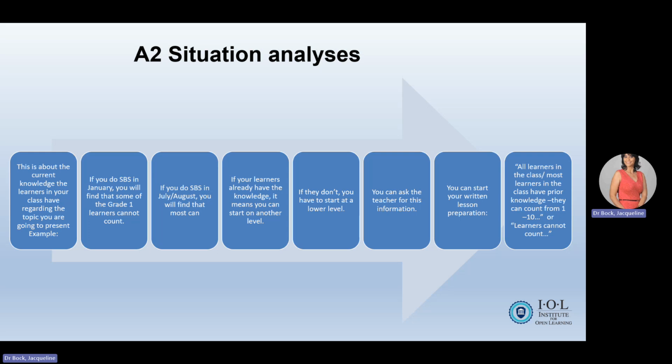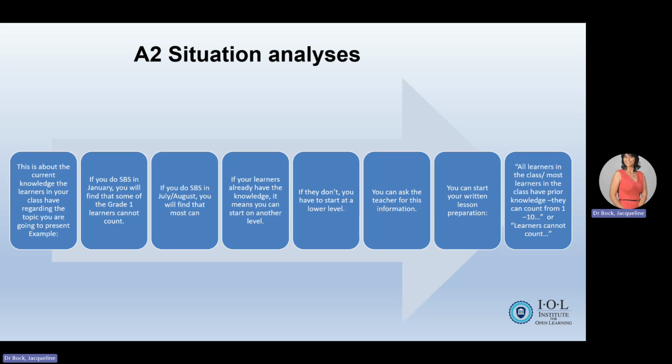If you do your SPS in July, then you will find that most of the learners already have the knowledge to count. And this means that you can start on another level. You don't have to go back to the basics, but you start at the level of the analysis you have done of the competencies of your learners. And if you expected them to do some things and they cannot, then you will have to start at their level, even if it's a lower level than what you have prepared for this particular lesson.